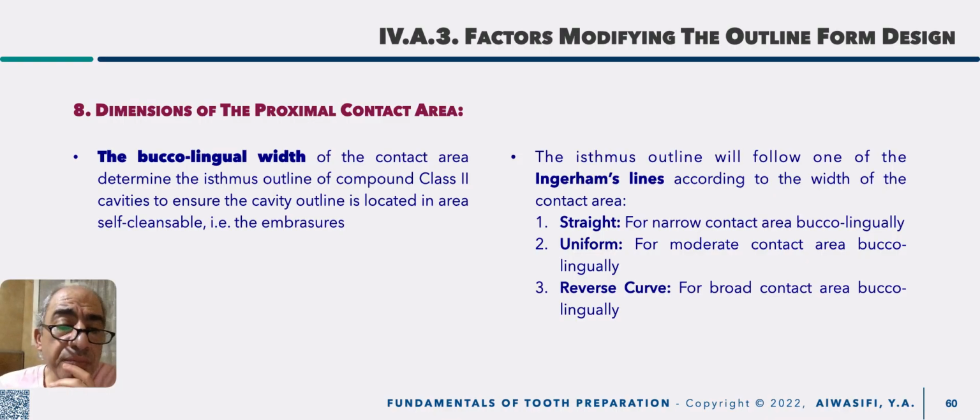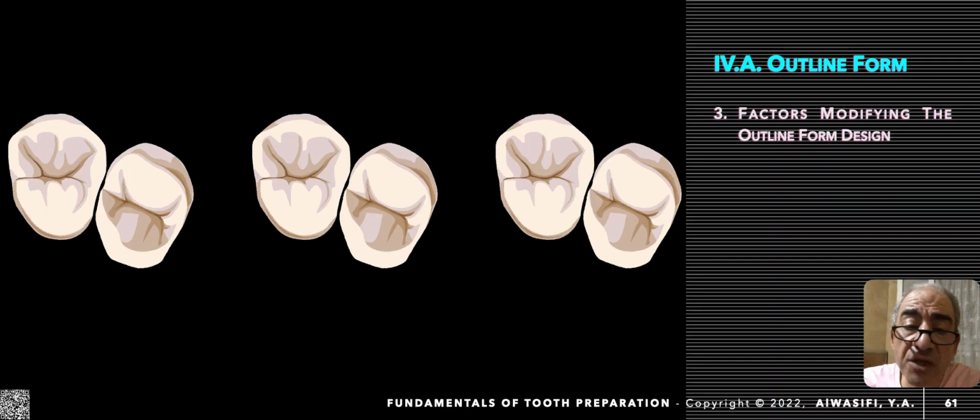Number 8, the dimensions of the proximal contact area in buccolingual width and occlusomesial dimensions. Let's start with buccolingual width. The buccolingual width of the contact area affects the isthmus portion outline of class 2 cavity preparation, because the general fundamental rule is that the cavity walls should be in a self-cleansable area. The self-cleansable area here is the embrasure. Then I should determine the buccolingual width of the contact area. This is the buccolingual width of the contact area.